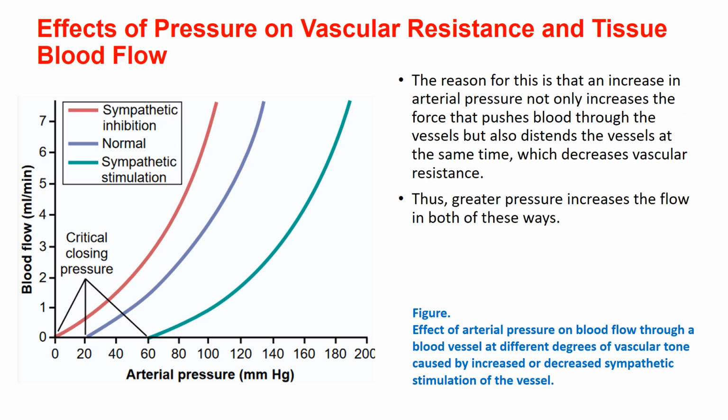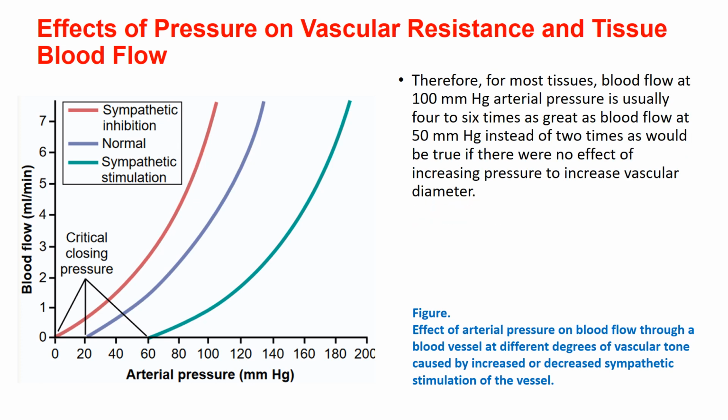The reason for this is that an increase in arterial pressure not only increases the force that pushes blood through the vessels but also distends the vessels at the same time, which decreases vascular resistance. Thus, greater pressure increases the flow in both of these ways. Therefore, for most tissues, blood flow at an arterial pressure of 100 mm of mercury is usually 4 to 6 times as great as blood flow at 50 mm of mercury, instead of 2 times, as would be true if there were no effect of increasing pressure to increase vascular diameter.